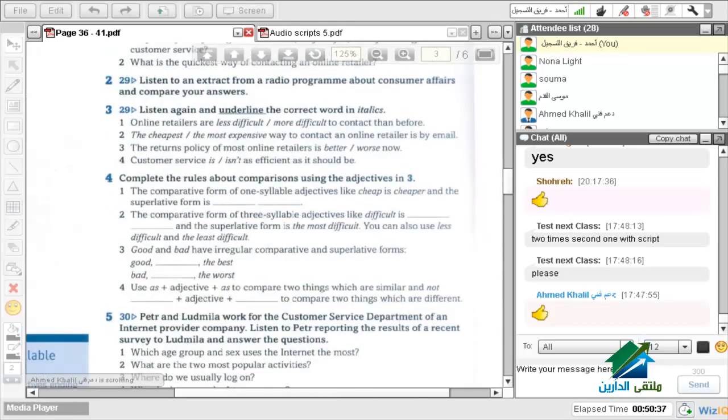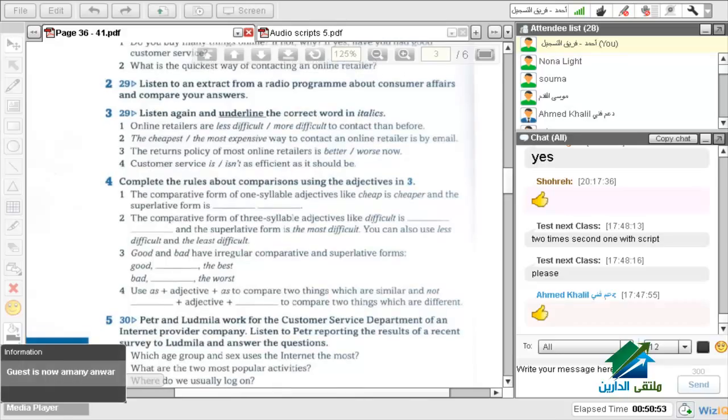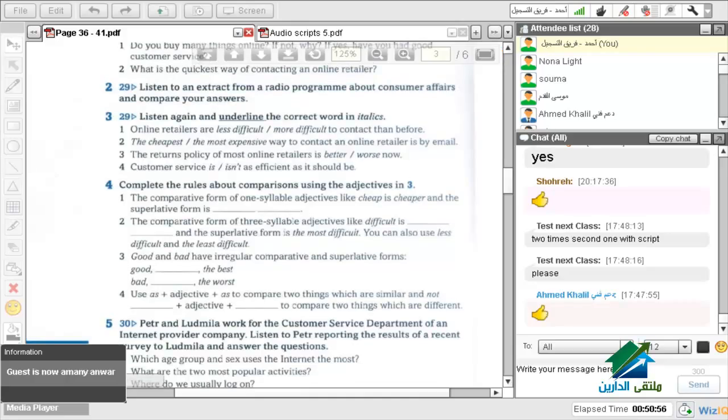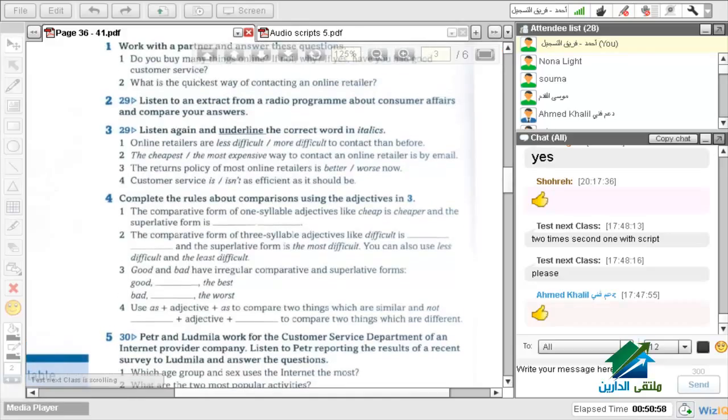Satisfaction. We really need this, not only in customer service, but satisfaction of people. So people will feel happy if they are satisfied. Here, please compare your answers.